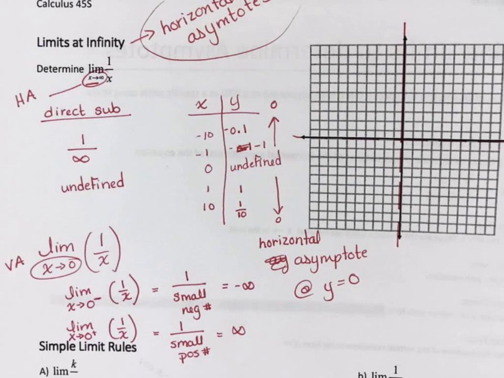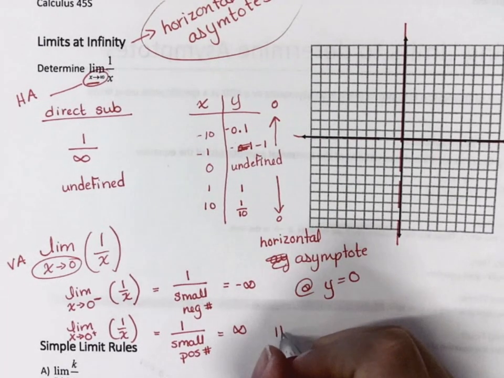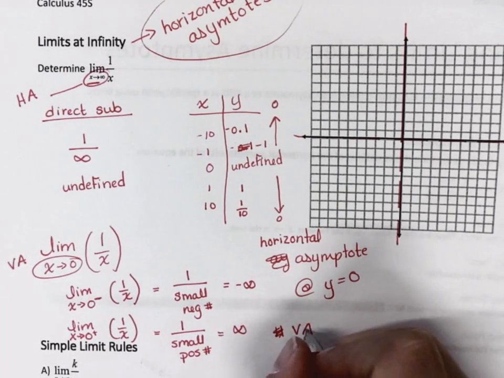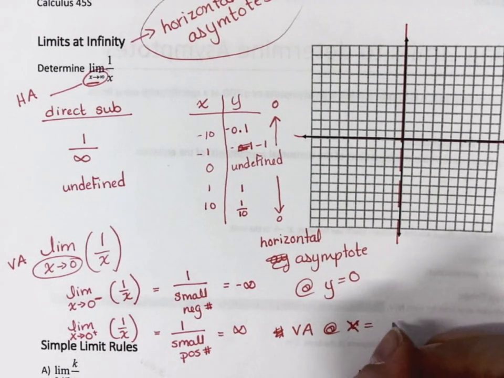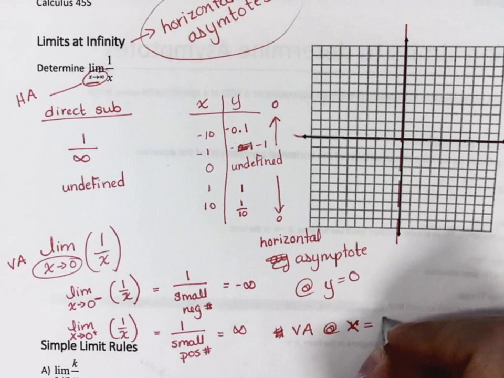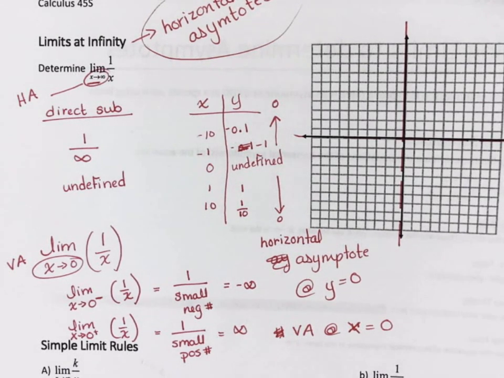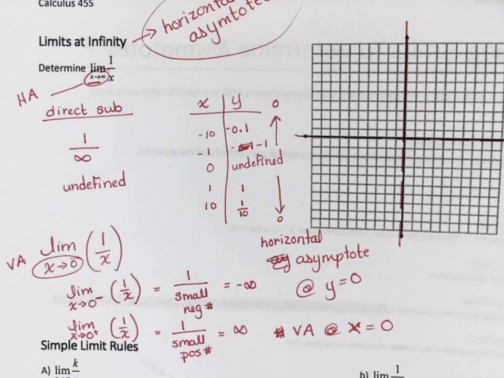And we could graph it, but we don't need to. So this would mean my vertical asymptote at x equals 0. Okay, that was really messy writing on my behalf. That wasn't very good. That was terribly messy. I apologize.